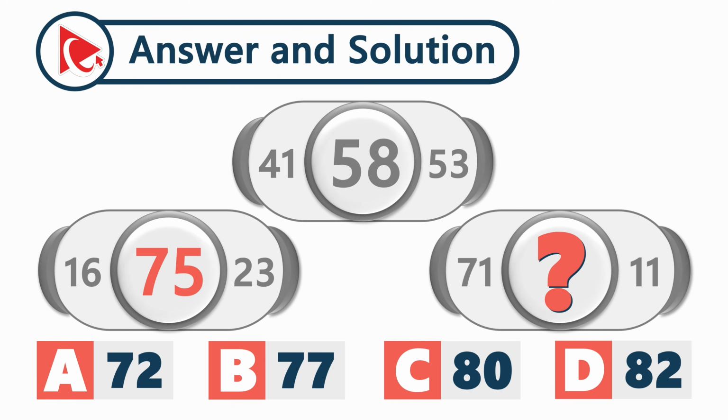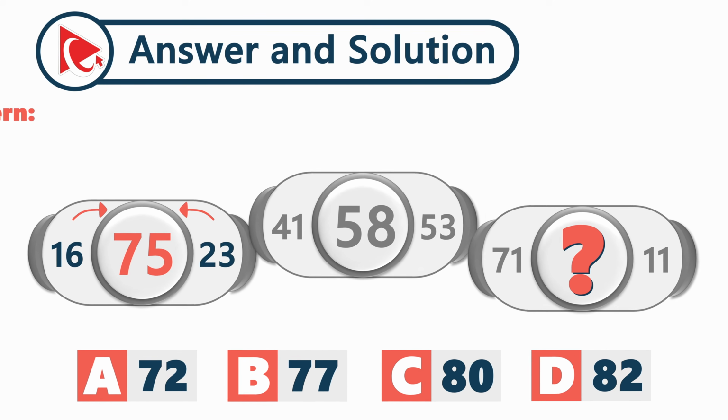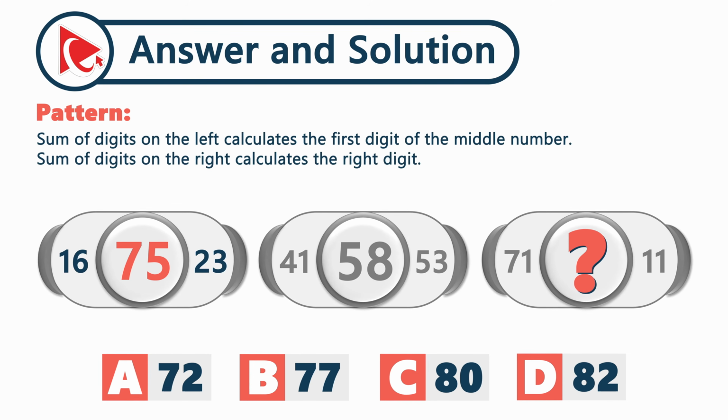calculated number. And the cool thing is that this number is calculated by using the digits from the number on the left, which is 16, and the number on the right, which is 23. Sum of digits on the left calculates the first digit of the middle number, and sum of digits on the right calculates the right digit of the middle number. Let's look at the example. 1 plus 6 equals 7, and 2 plus 3 equals 5. This is how 75 was calculated.